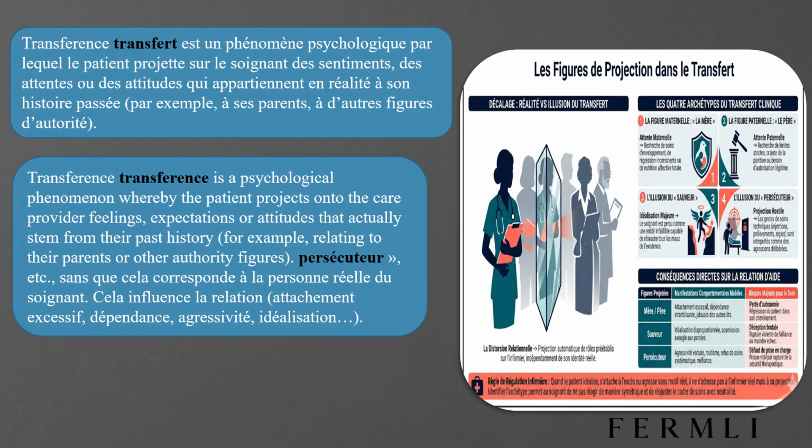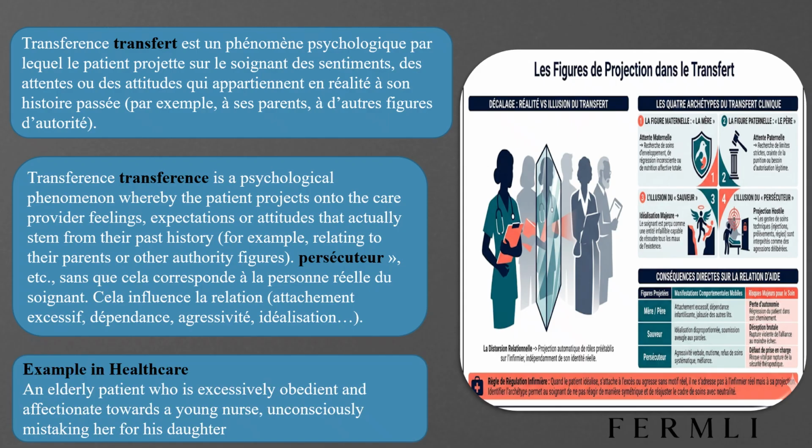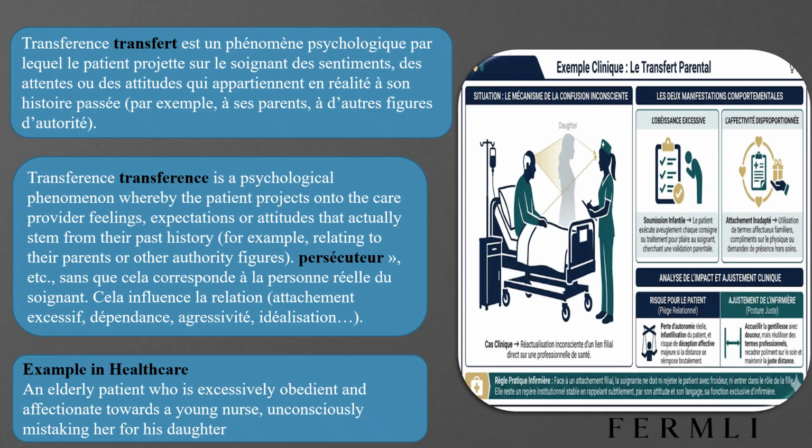Transference is a psychological phenomenon whereby the patient projects onto the care provider feelings, expectations, or attitudes that actually stem from their past history, for example, relating to their parents or other authority figures, without this corresponding to the real person of the carer. This influences the relationship: excessive attachment, dependence, aggressiveness, idealization. Example in healthcare: an elderly patient, who is excessively obedient and affectionate towards a young nurse, unconsciously mistaking her for his daughter.